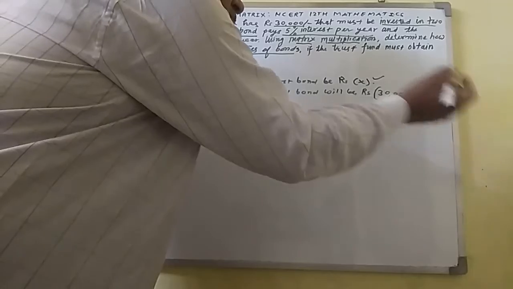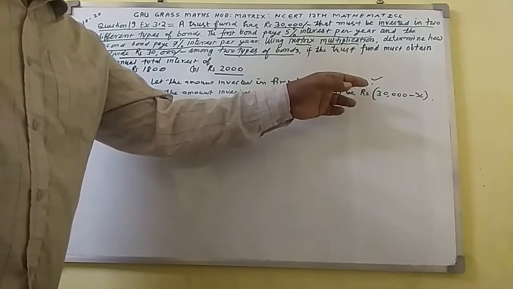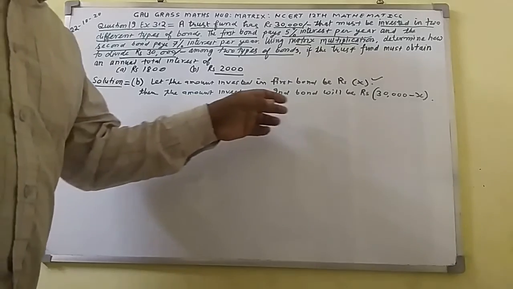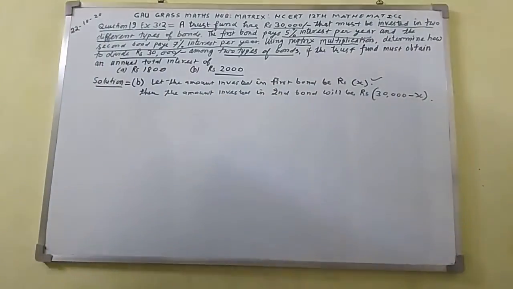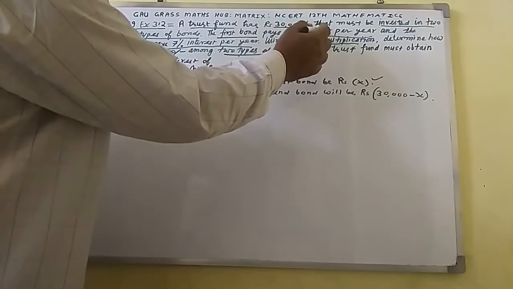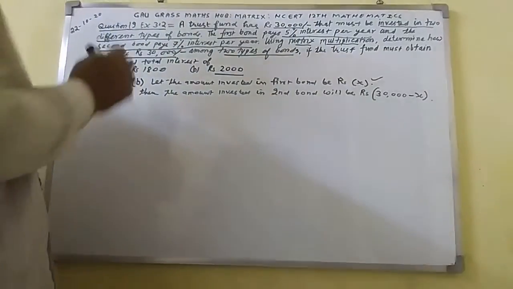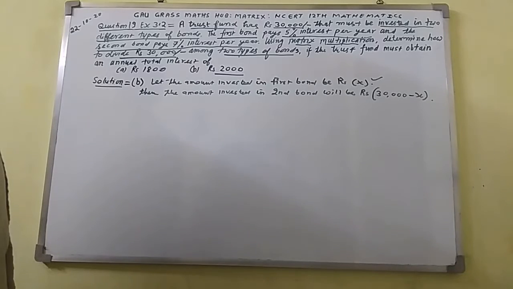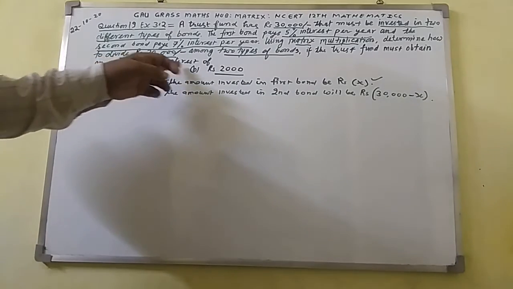This amount X will be taken as the principal amount. The principal amount of the first bond will be rupees X. The principal amount invested in the second bond will be 30,000 minus X. Further it is said that the first bond pays 5% interest per year and the second bond pays 7% interest per year. What you have to do here is find the total annual interest.